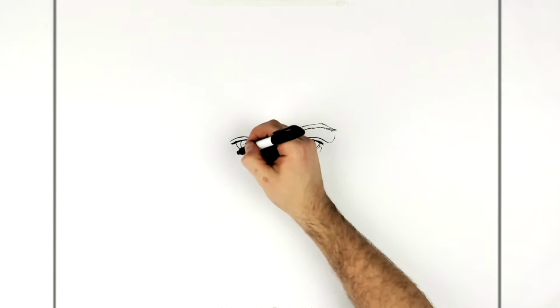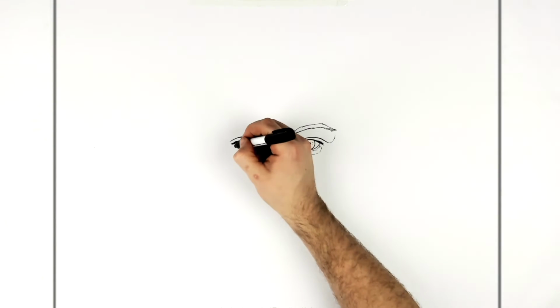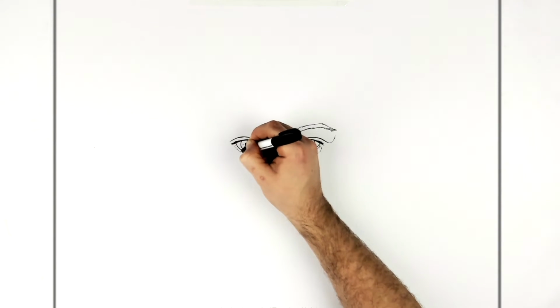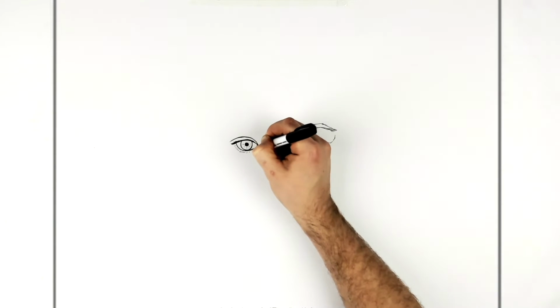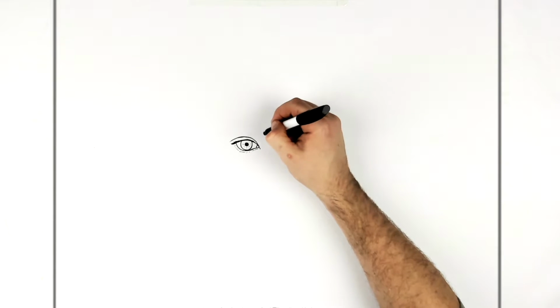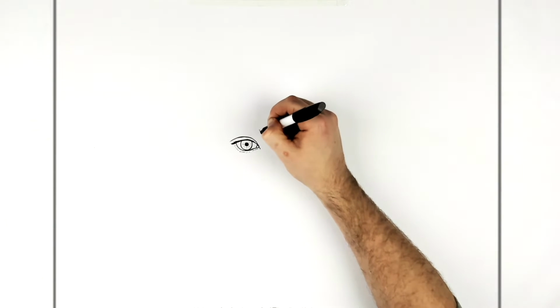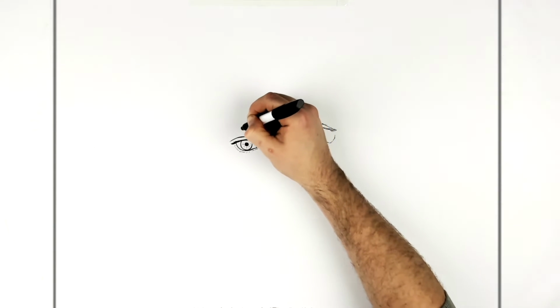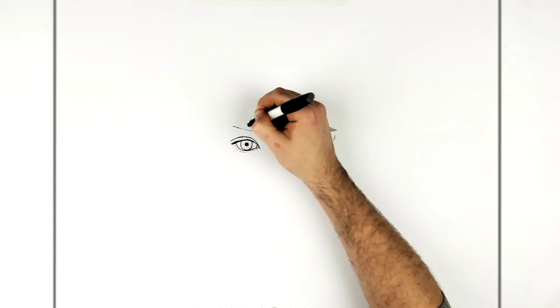So, and then eyelashes on the bottom, very light. Like so. Eyebrow again. So just some hair there at the front, and then we'll just go back with it, quite thin.